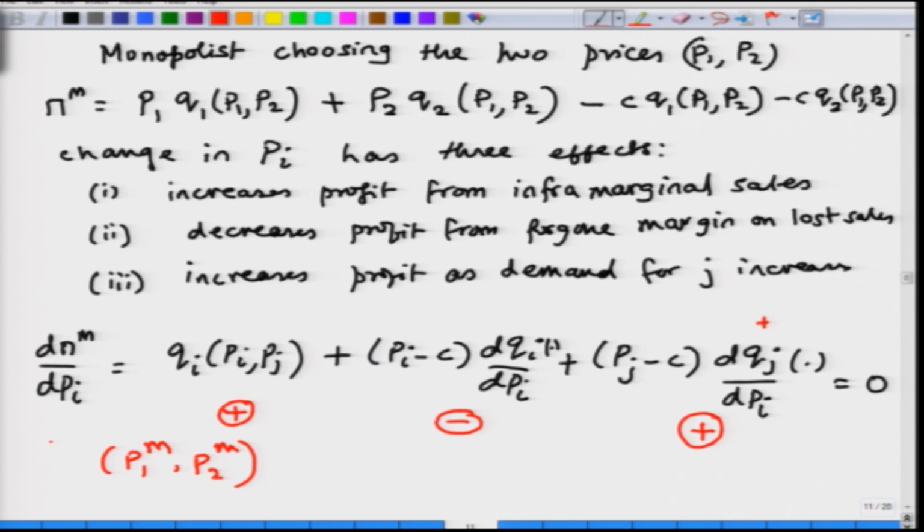Because of these 3 terms, of which 2 are positive and 1 is negative, we would expect that the P1m that we solve for is greater than the P1b that we solved earlier, and the P2m that we will now get will be greater than the P2b that we solved earlier.